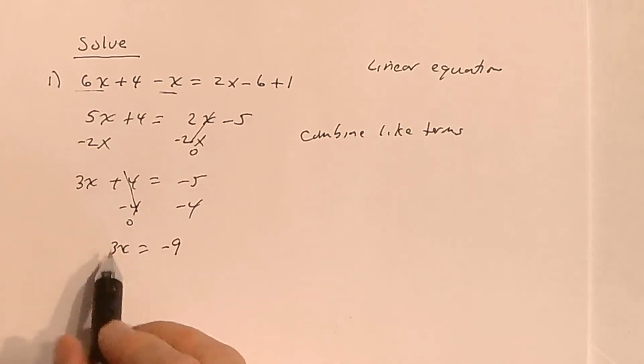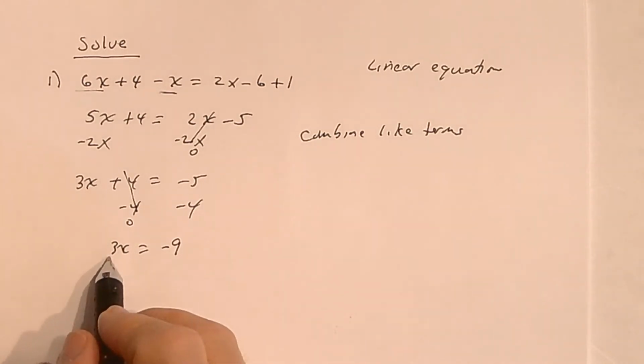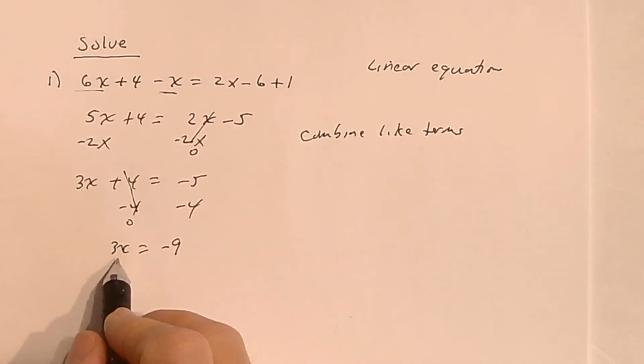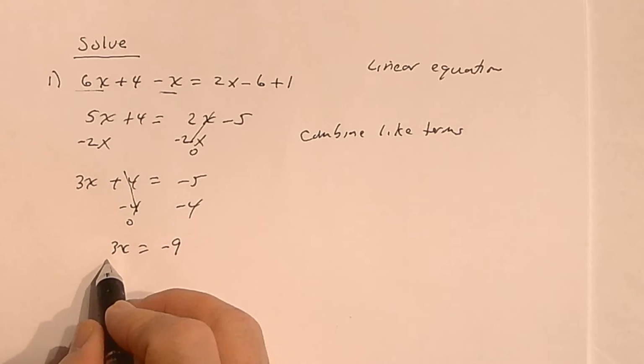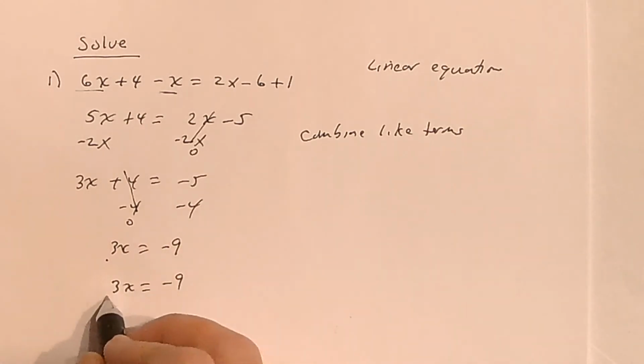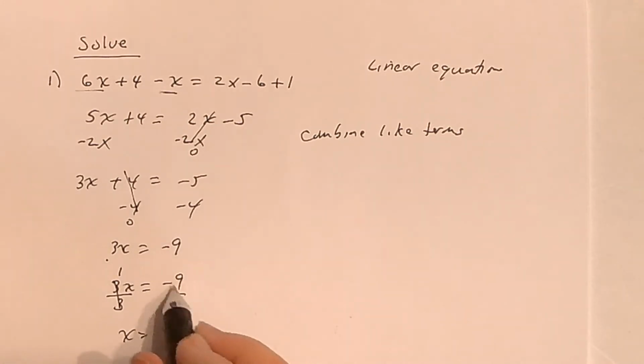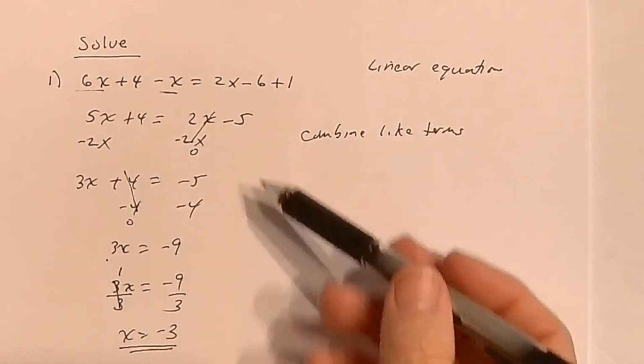And then remember, to get the variable x by itself, you can divide both sides by the coefficient. So the opposite of multiplication is division. So let me just go ahead and write it here. So 3x equals negative 9. Then we're going to divide both sides by 3, and then 3 divided by 3 is 1. 1 times x is x, and then negative 9 divided by 3 is a negative 3. So that's your solution.